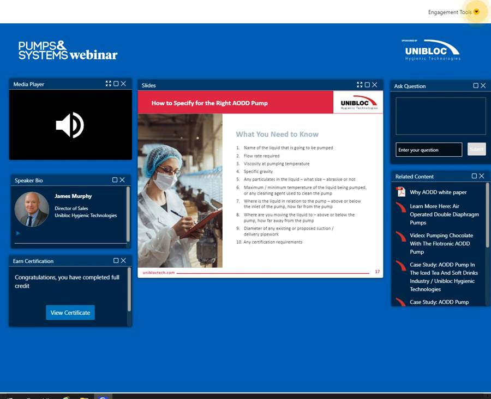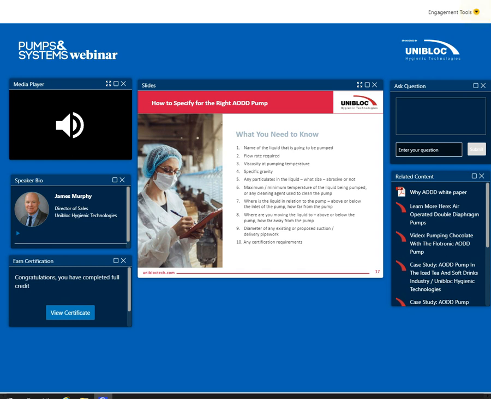Specific gravity. Are there any particulates? As I mentioned earlier, depending on the particulate size, you'd either want to go one or two directions, either the ball check route or the flapper check route. What's your max and min temperatures? CBD being on the very low end, but oftentimes we've got some other applications where we're pumping some pretty hot liquids. So we need to make sure that our materials of construction are going to be consistent with the temperatures that we're seeing in the application.